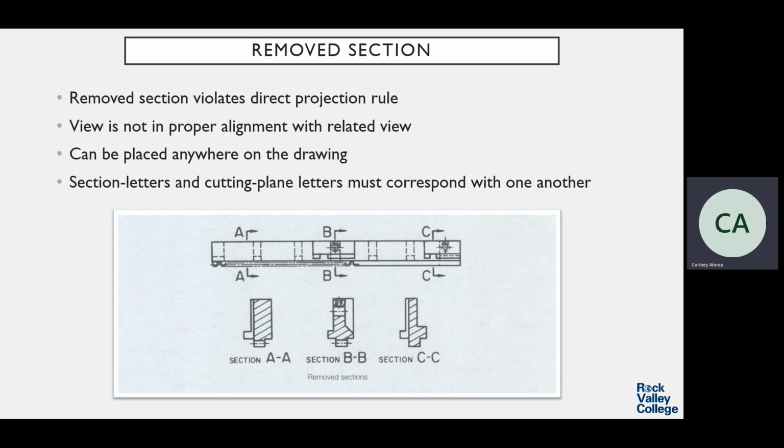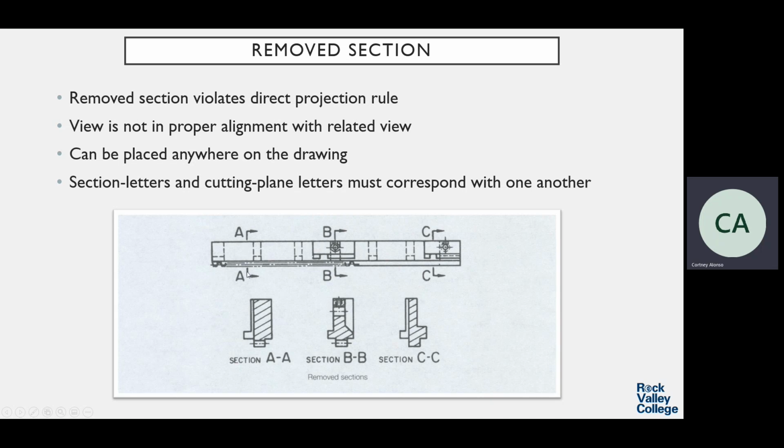Okay, next section is the removed section. So a removed section violates the direct projection rule, and I can show you why. Before, we were taking this part, making a section, and just like you drew your multi-views, you had your front view, top view, right side view, and they all correlated correctly. You would have them exactly aligned. In this one, the view is not in proper alignment with the related view.